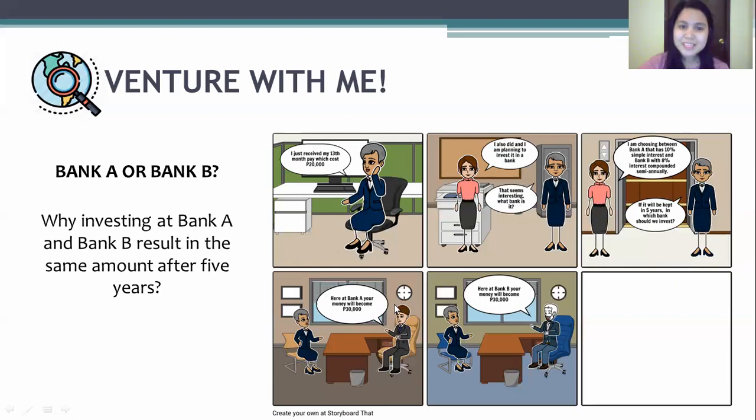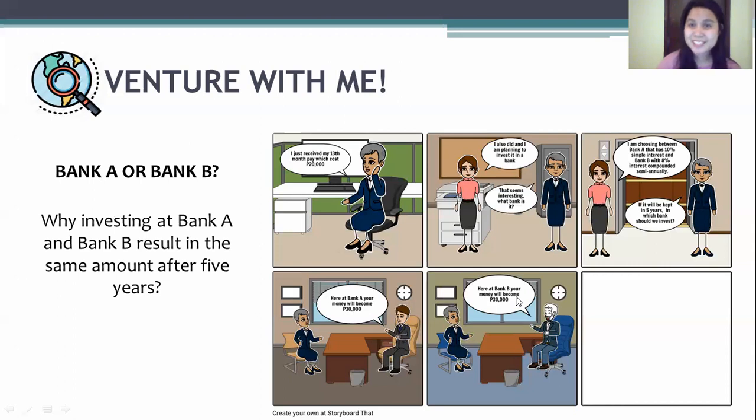And so here at Bank A, your money will become 30,000. Here at Bank B, your money will become 30,000. And you imagine these two banks have different interest rates, 10% and 8%. Same time, same amount, and it will arrive at the same amount. So if you will invest a bigger amount of money, at which bank will you invest?